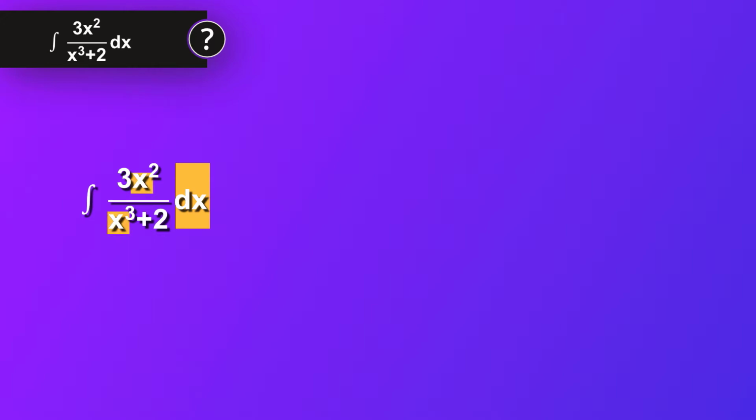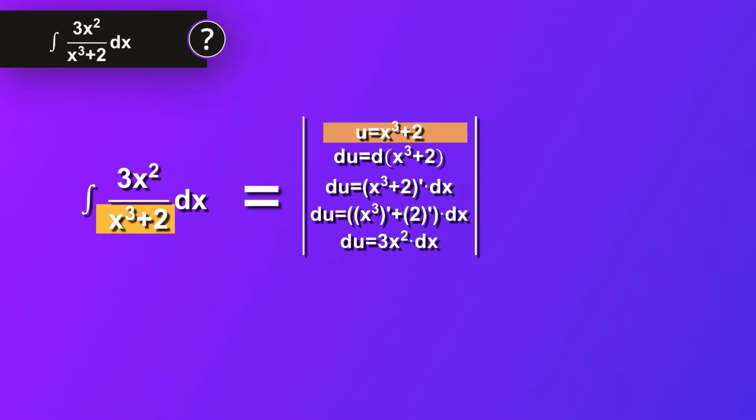In that case, to solve this integral, we may apply the so-called u-substitution method. We do it in order to modify the integral in a way that enables using some formulas for finding integrals. Now, we try to substitute the expression x cubed plus 2. We say u is equal to x cubed plus 2.